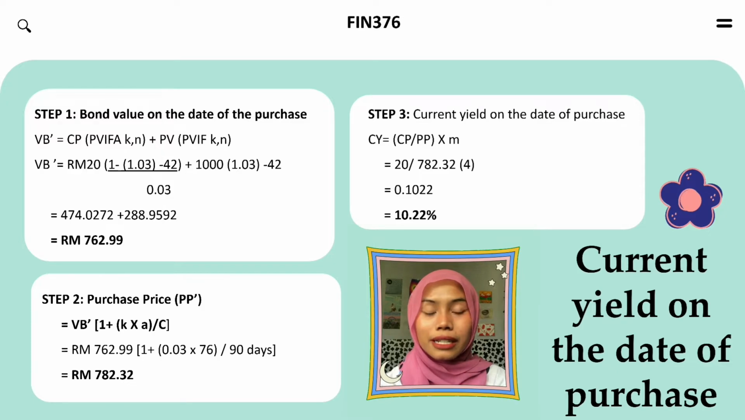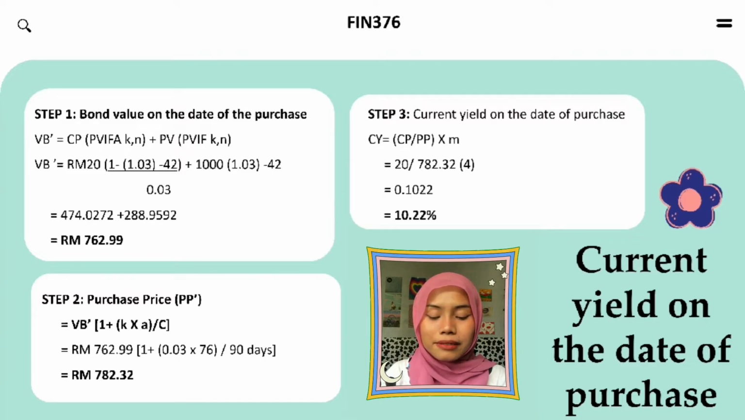Step 1. We need to calculate the bond value on the date of the purchase. By using this formula, which is VB equals CP times open bracket 1 minus open bracket 1 plus K over M close bracket powered with negative NM, and then divided by K over M close bracket. Then we have to add it with par value times open bracket 1 plus K over M close bracket power negative NM. Then we need to insert the figures into the formula.